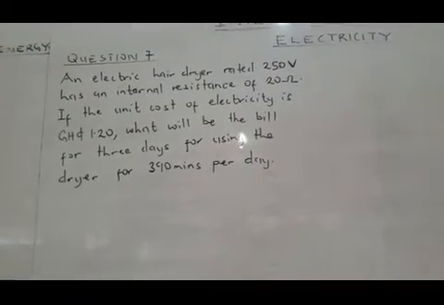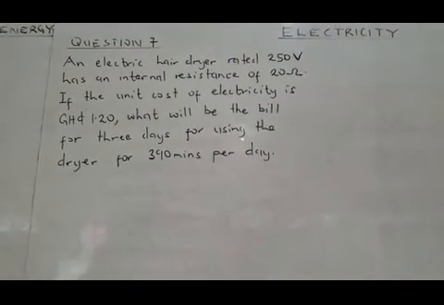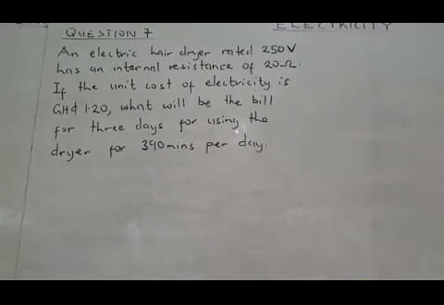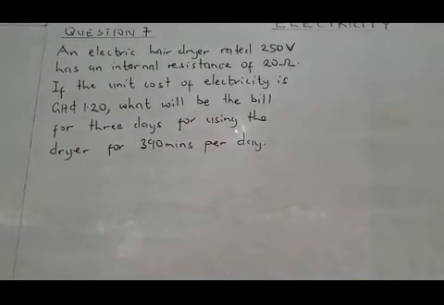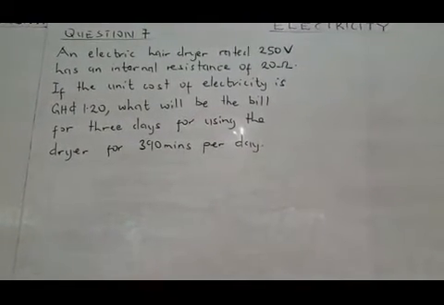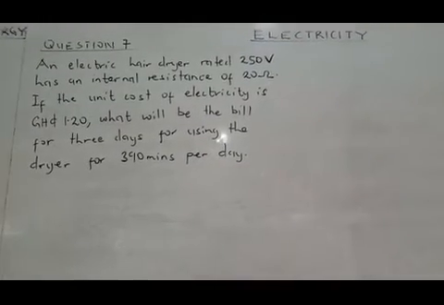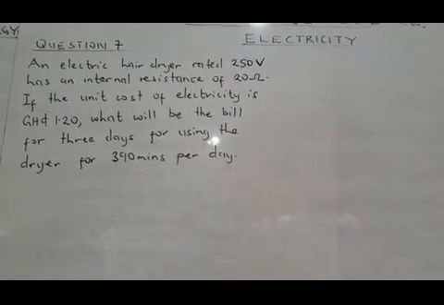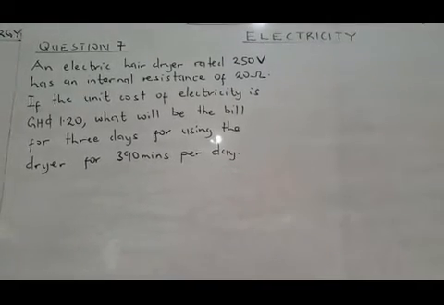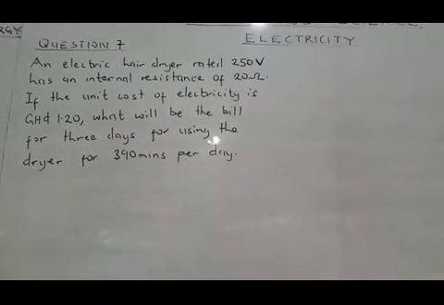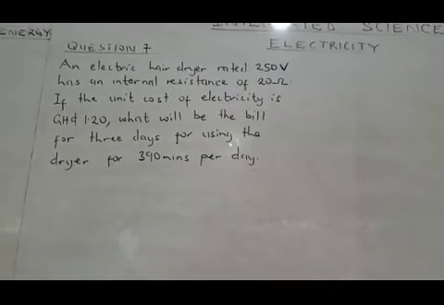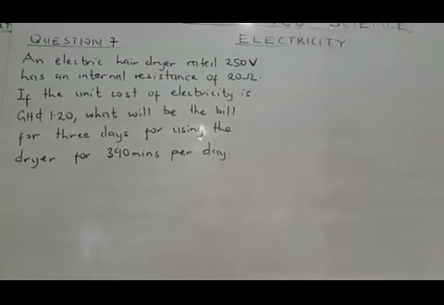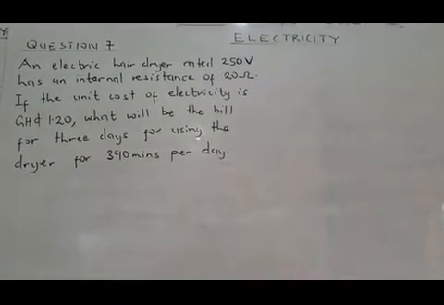Okay, so this is the last question we're looking at. It says that an electric hairdryer rated 250 volts has an internal resistance of 20 ohms. If the unit cost of electricity is 1.20 Ghana cedis, what would be the bill for 3 days for using the dryer for 390 minutes per day? Okay.